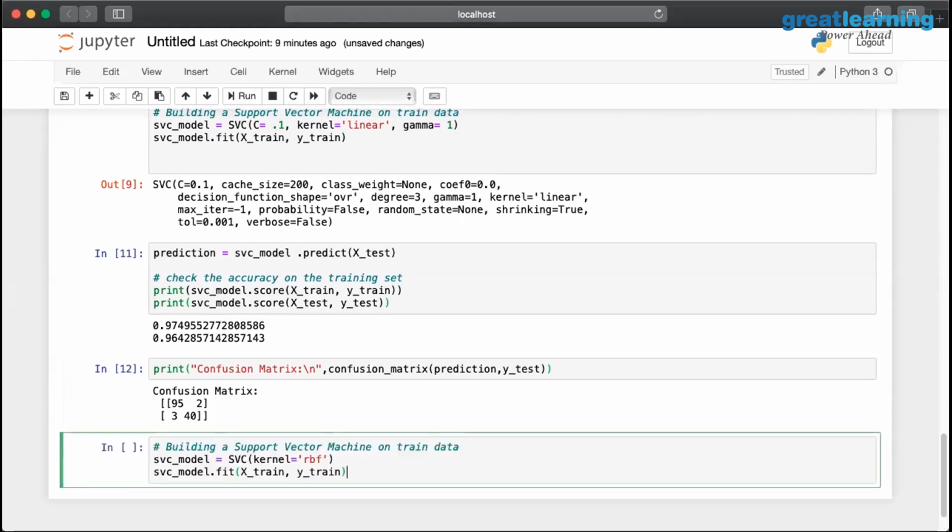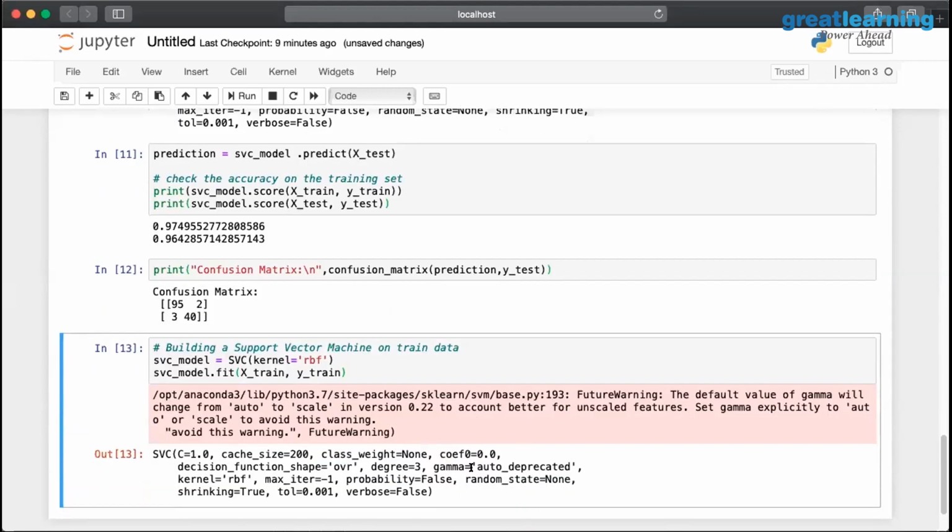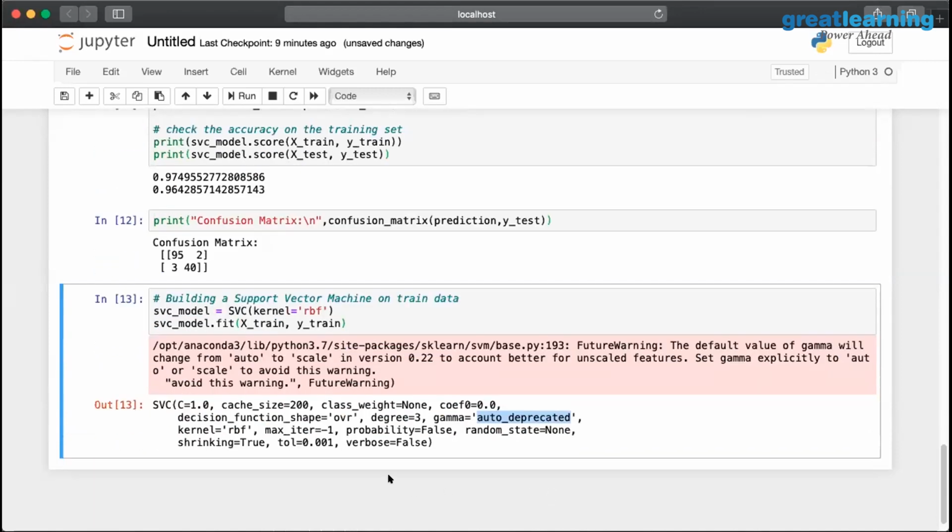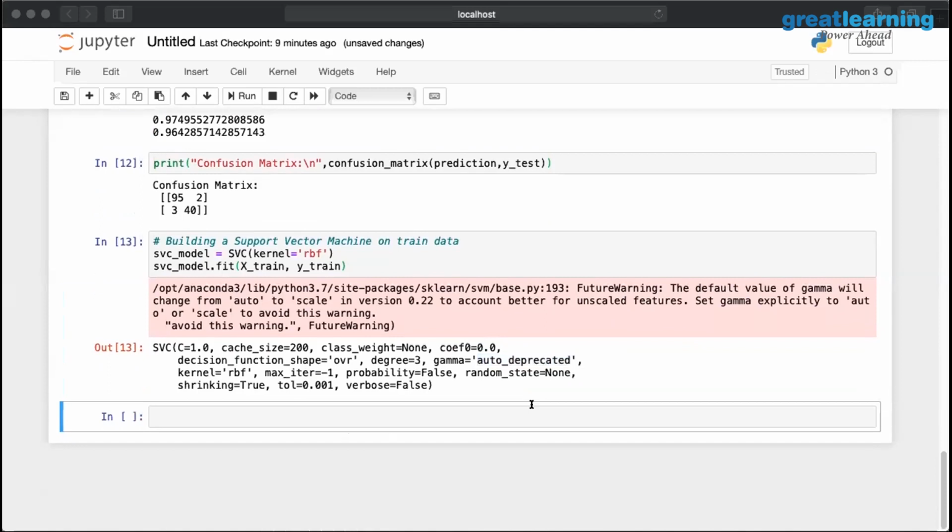So let's build the RBF kernel. I'm not setting any other parameter. By default, the cost is 1. The gamma is auto, which means that I'm not going to pass it. It's automatically set to the lowest value possible, right? And my tolerance is 0.001.